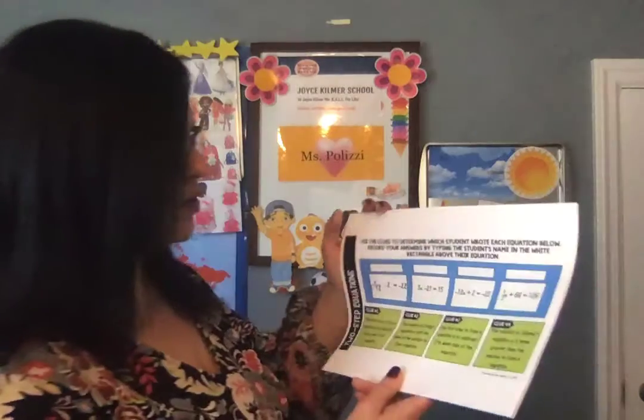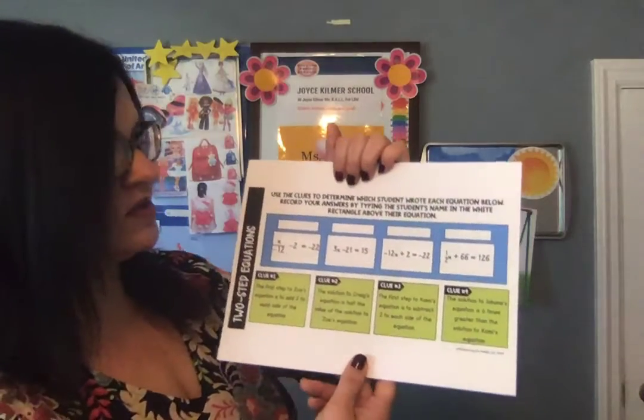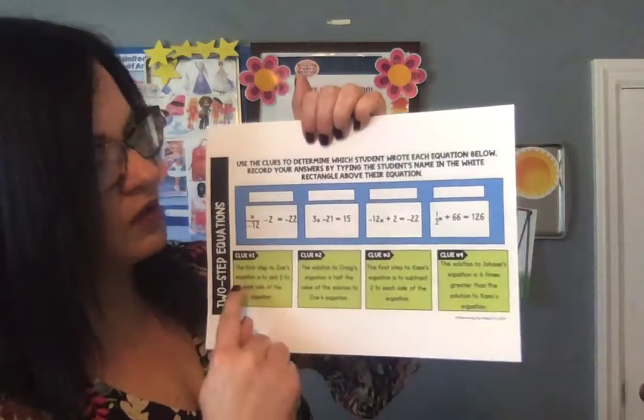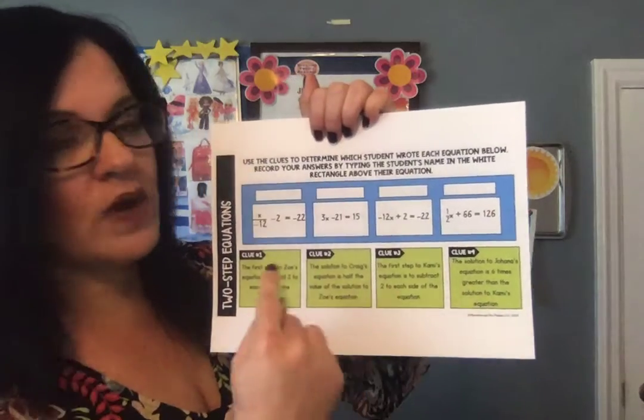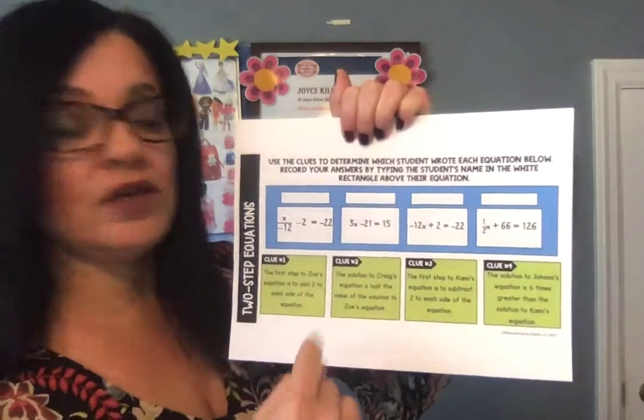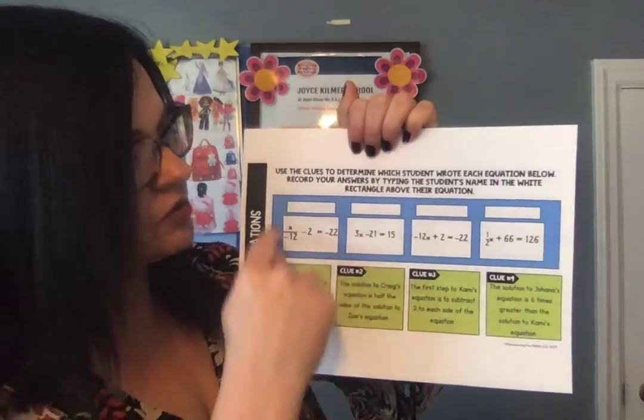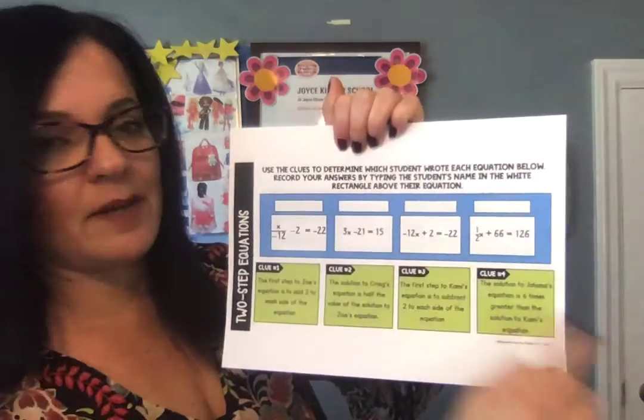So page number 1 is going to look like this. You'll have some equations and you'll have clues on the bottom. Whatever clue you think goes with that particular equation, you'll drag and drop that clue number to the top. Okay, so let me just show you what that might look like.